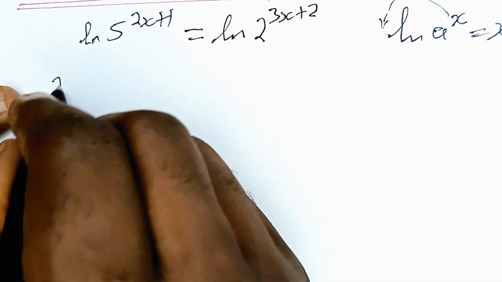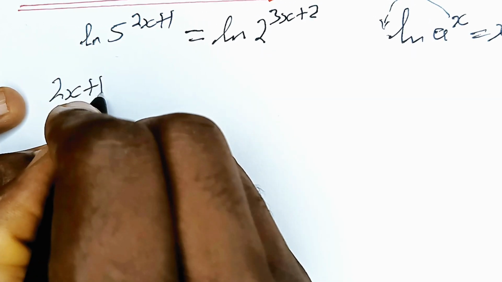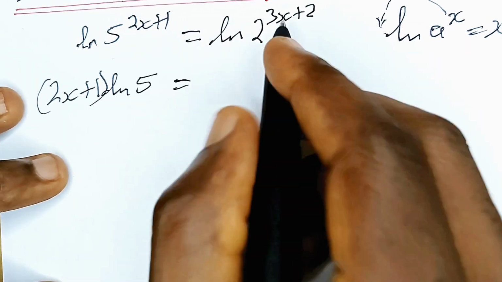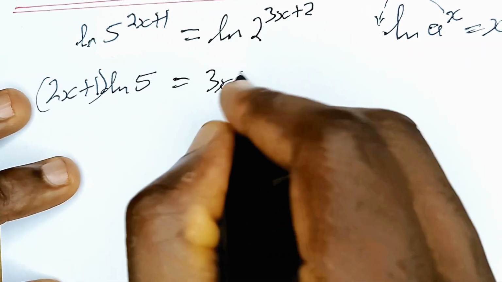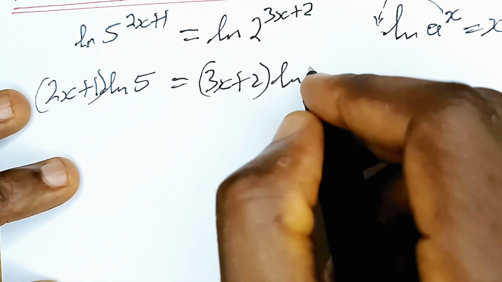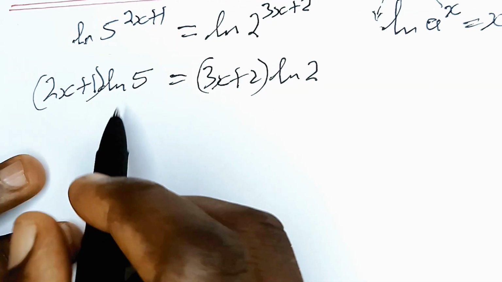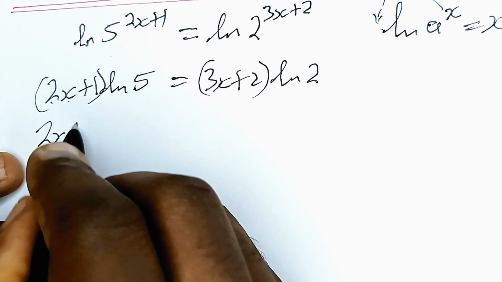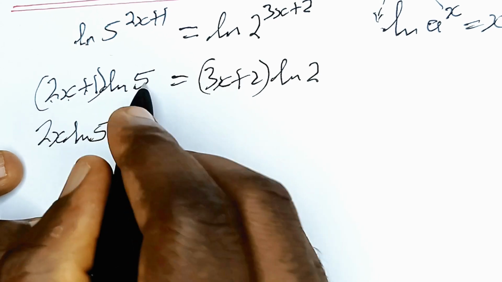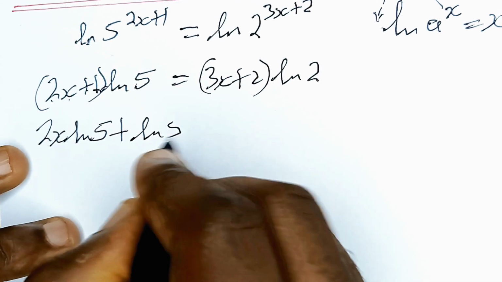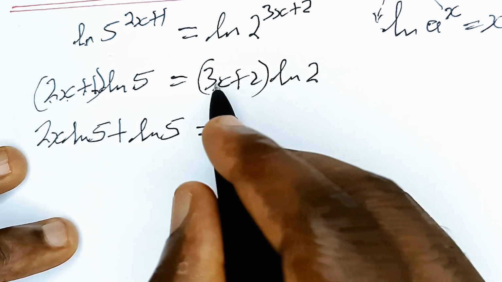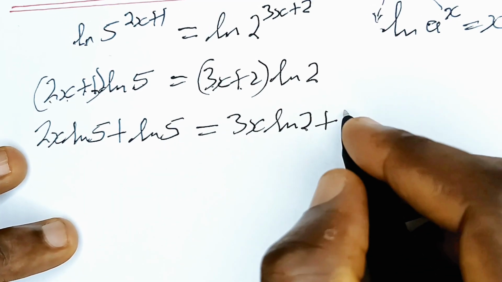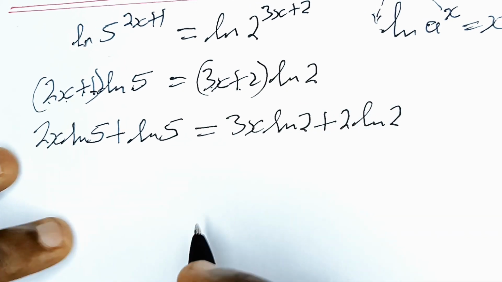So we have (2x plus 1) ln 5 is equal to (3x plus 2) ln 2. Now, we open the bracket. ln 5 times 2x gives 2x ln 5, plus ln 5 times 1 gives ln 5. That is equal to ln 2 times 3x, that's 3x ln 2, plus 2 ln 2.